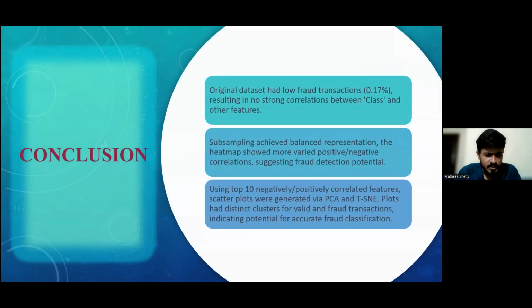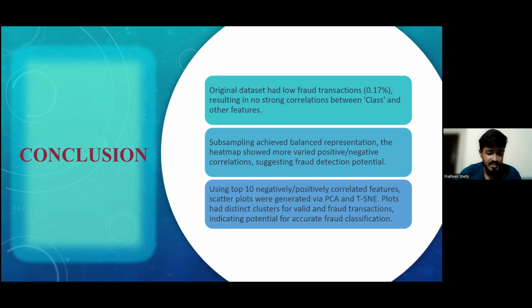Conclusion. The original data set had a very low percentage, 0.17%, of fraud transactions, resulting in an absence of strong correlations between the class variable, fraud or valid, and other features. This suggested that the data set was imbalanced and required careful handling. By subsampling the data set with an equal number of fraud and valid transactions, a more balanced representation was achieved. This led to a heat map that exhibited varying positive and negative correlations between different features, indicating the presence of potential predictive power for fraud detection.